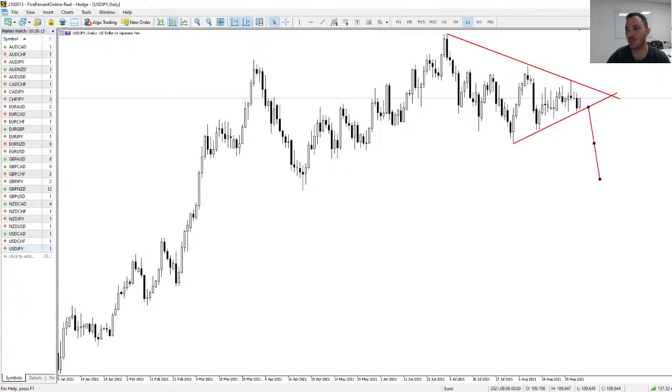Okay, a breakout to the downside: there's no demand to stop that. Or a breakout to the upside: no fresh supply, it was consumed already. So the breakout itself creates a new demand or new supply. If this market breaks aggressively to the upside, the breaking area, something around here, will create a fresh demand.